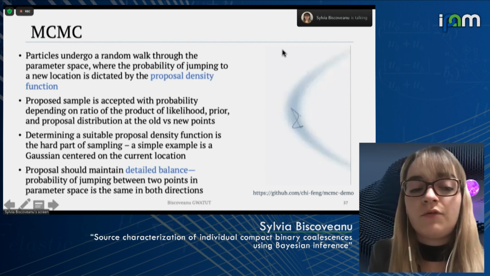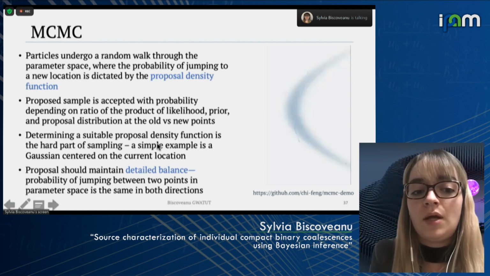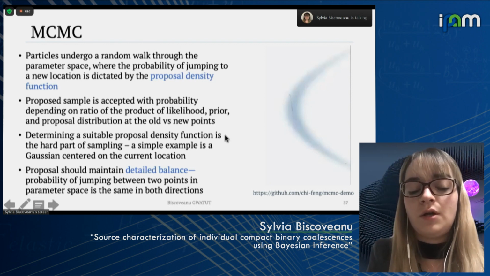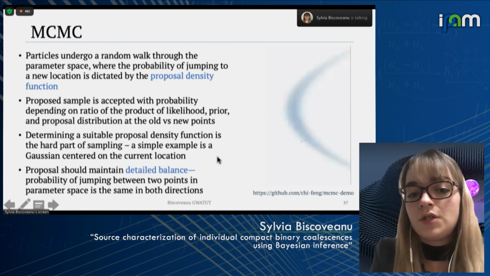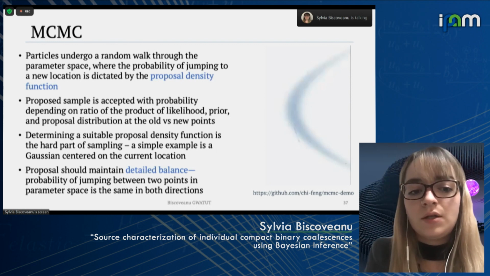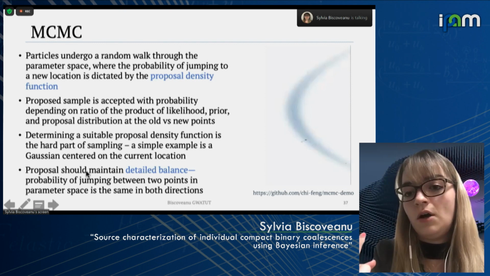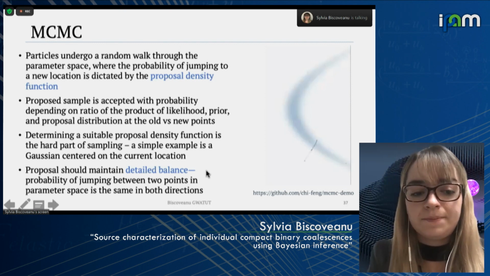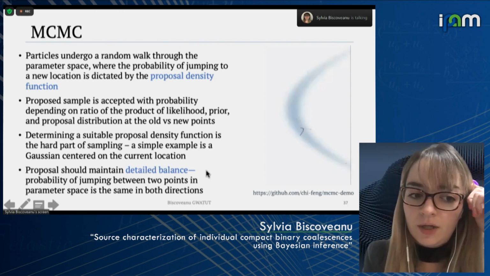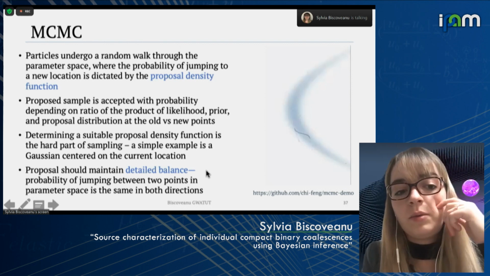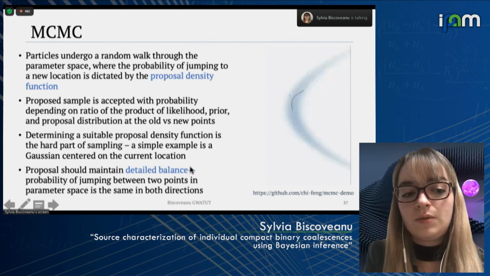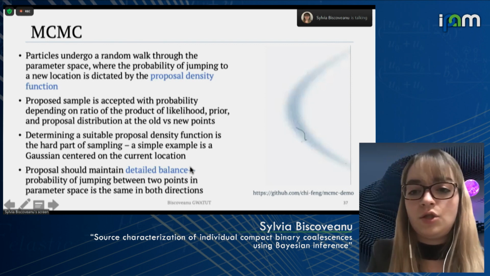And so the key part for MCMC is determining a suitable proposal density function. And so this will determine the efficiency of your sampling and how long it takes and whether or not your resultant samples are biased or not. So a simple example is a Gaussian centered on the current location of the walker for each of the parameters. But you need to make sure that your proposal distribution maintains detailed balance, which means the probability of jumping between 2 points in parameter space is the same in both directions.